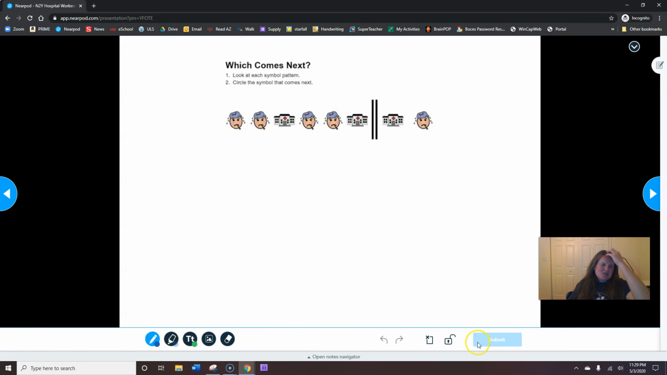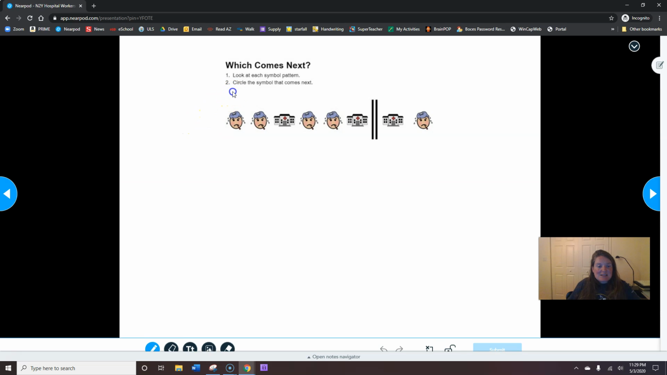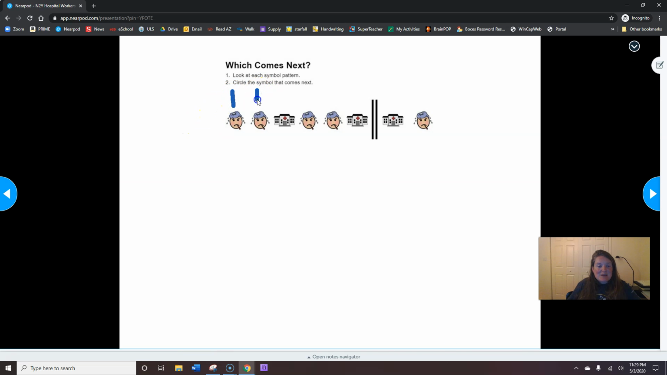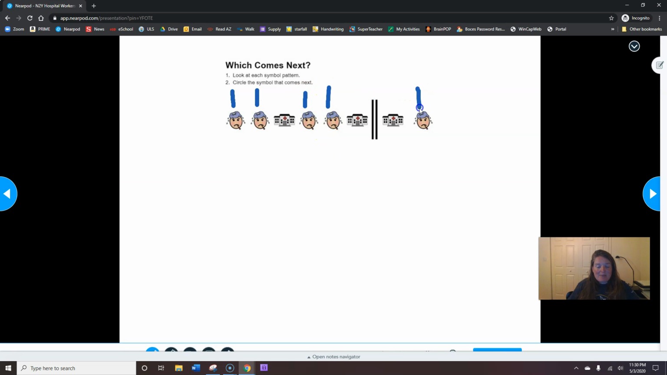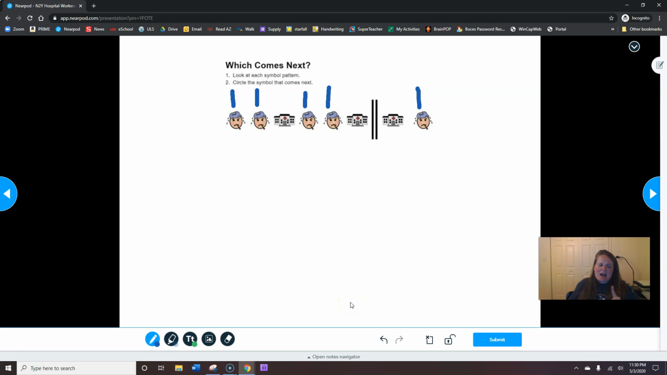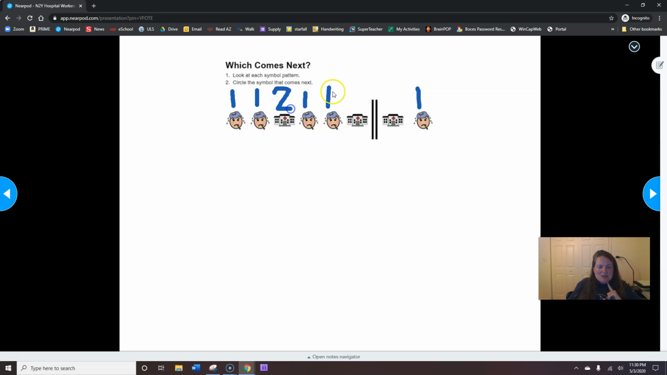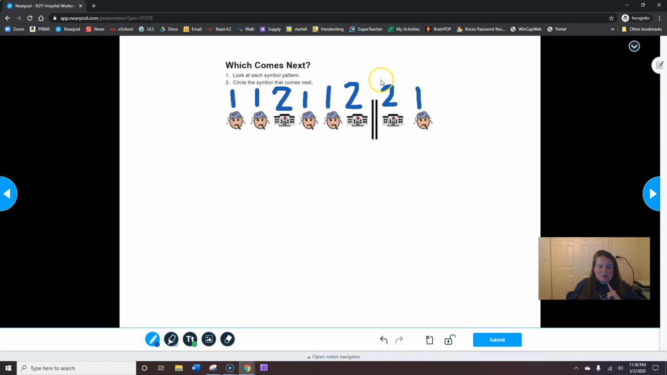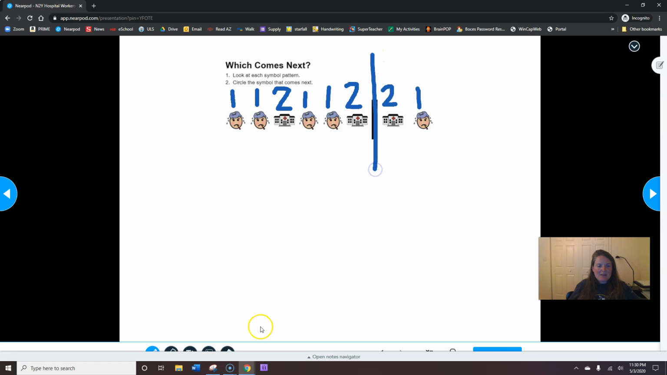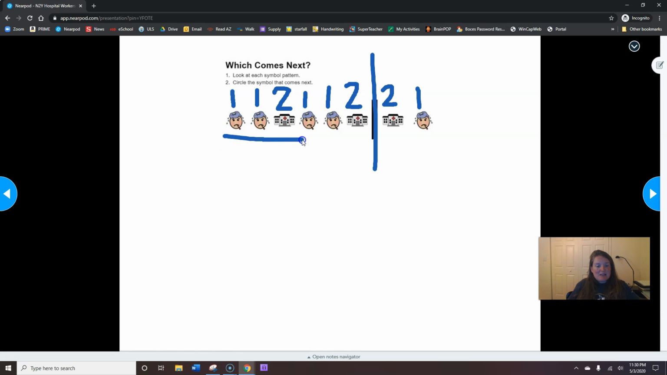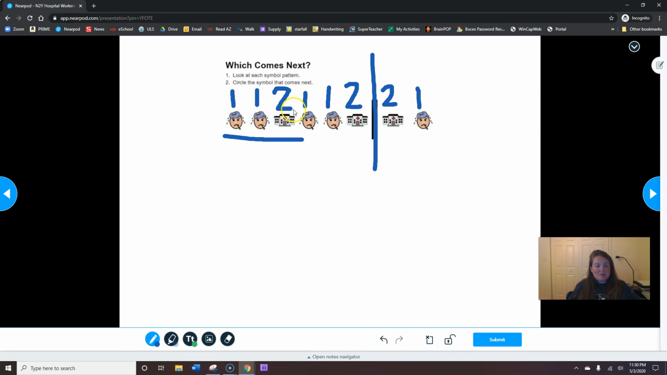Okay. So when you're sick, sometimes you have to go to the hospital. Sick is our first symbol. I see sick a lot of times. Every time I see sick, I'm going to put the number 1, 1, 1. Now, sick people go to the hospital. That's my next symbol. I'm going to label all the hospitals with the number 2. 2, 2, 2. Okay. So my pattern is 1, 1, 2.